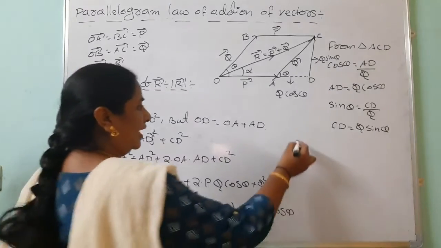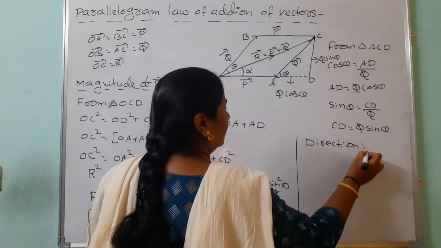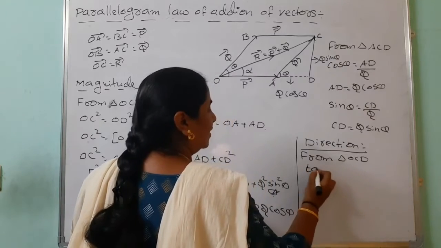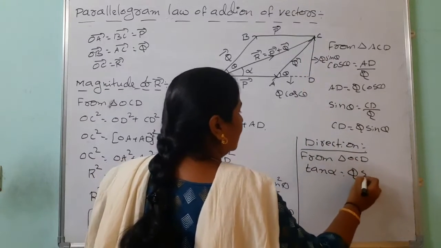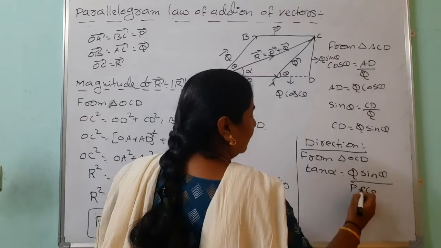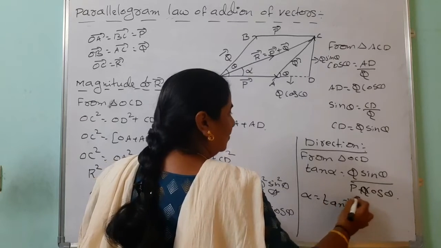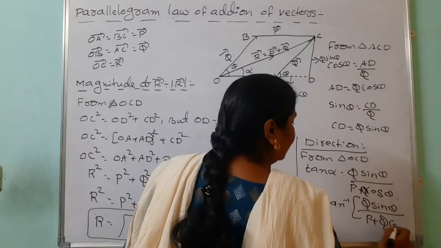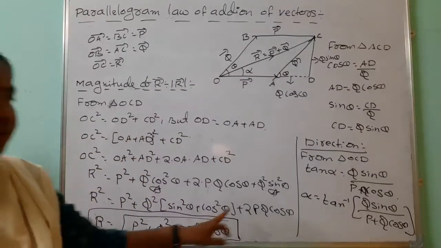Then how to find the direction in this case? Same, from triangle OCD, tan alpha equals opposite by adjacent. So this is Q sin theta by P plus Q cos theta. Then alpha equals tan inverse of Q sin theta by P plus Q cos theta. So these are the expressions to find the magnitude and direction.